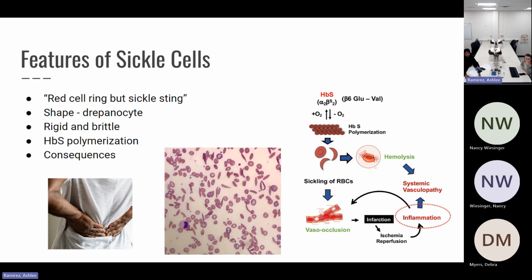Prolonged vaso-occlusion can actually accumulate in the tissue, and when the energy demand is not matched by the supply, it then goes on to cause inflammation and can cause systemic vasculopathy.